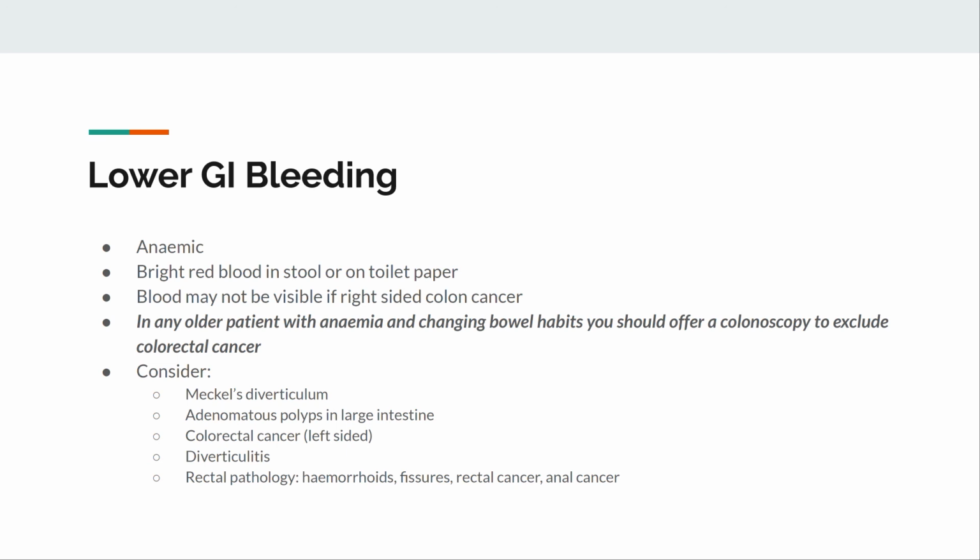Things to consider would be Meckel's diverticulum, polyps, cancer, diverticulitis, and then if it's frank blood and it's there when they wipe with the toilet paper, consider hemorrhoids, fissures, rectal cancer, and anal cancer.